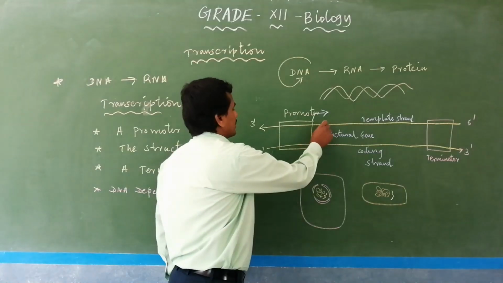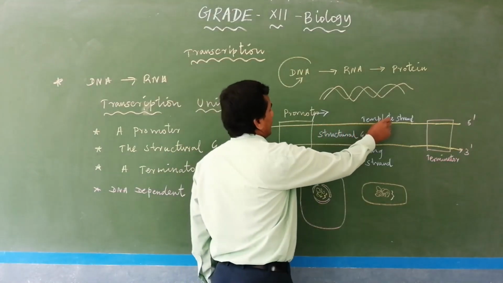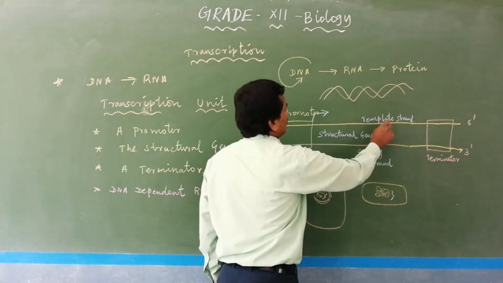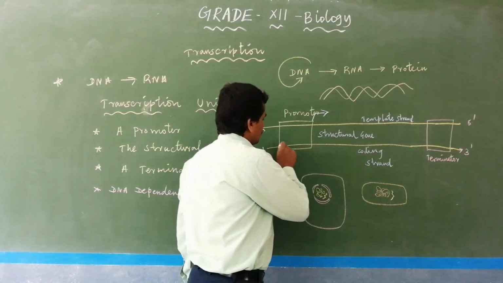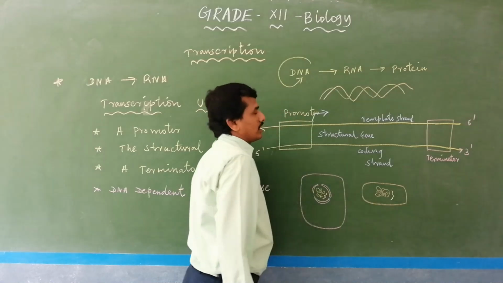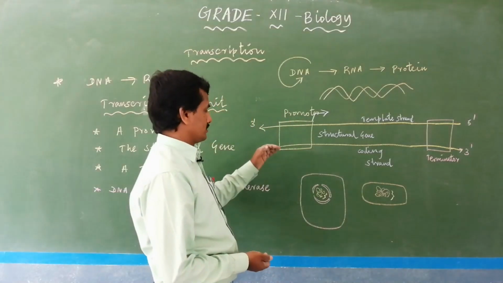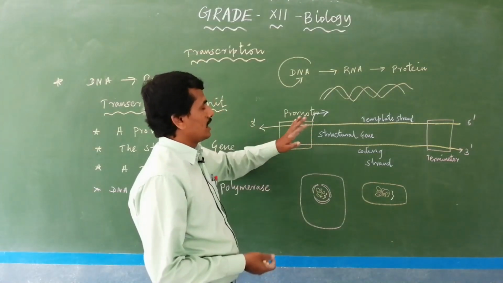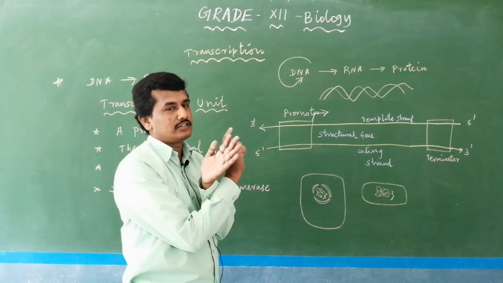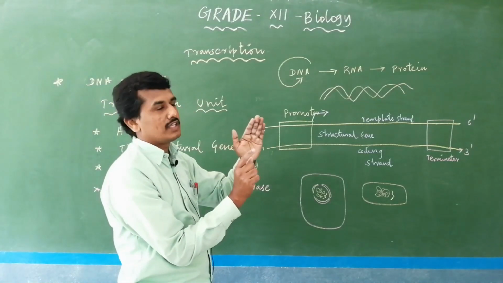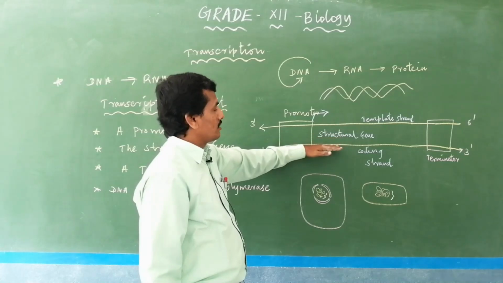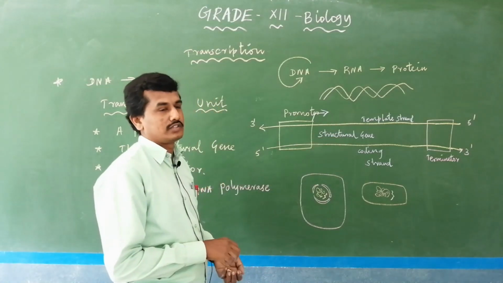One strand of DNA is a template strand. Another strand is a coding strand. Normally DNA is a two-stranded helical structure. One strand of DNA is a template strand, another strand is a coding strand.